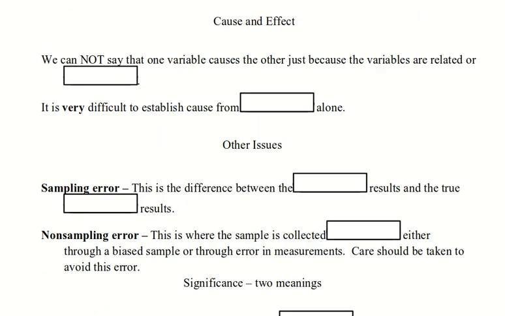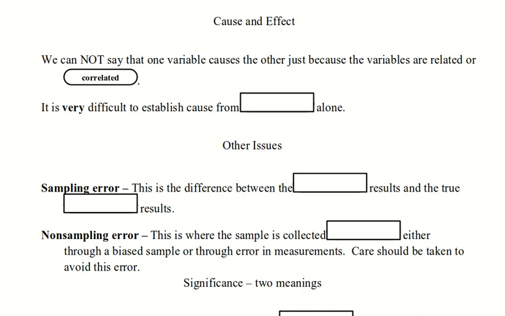So cause and effect. Cause and effect is something that it would be very, very nice to use statistics to tell us. It would be great for someone to tell us what causes heart disease and things of these natures. In classical statistics, we cannot say that one variable causes the other just because the variables are related or correlated. So if that looks to you like the same word with a C-O-R plugged in front of it, it is. Related, correlated, same root, same idea.